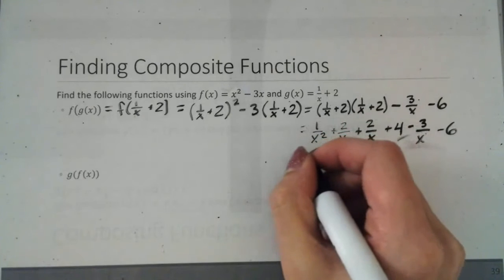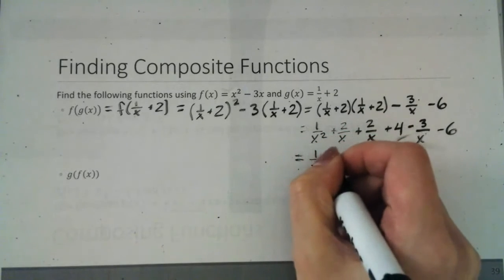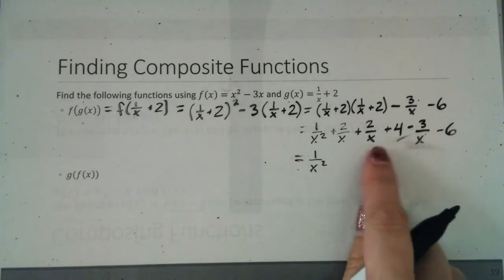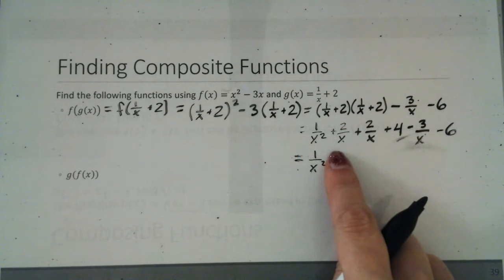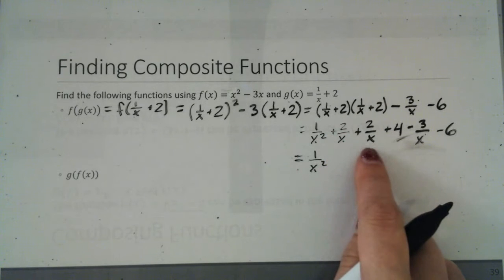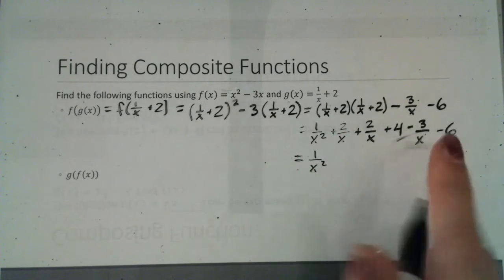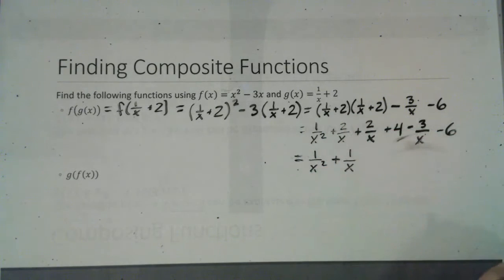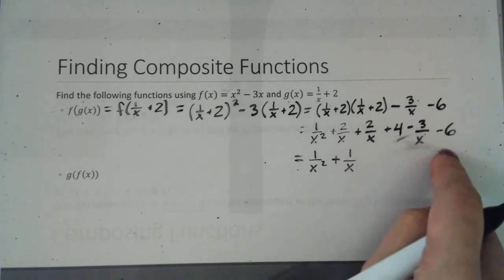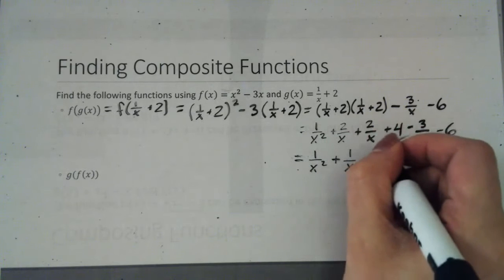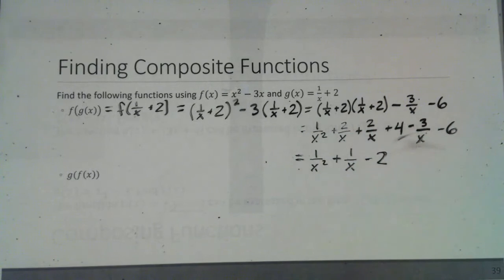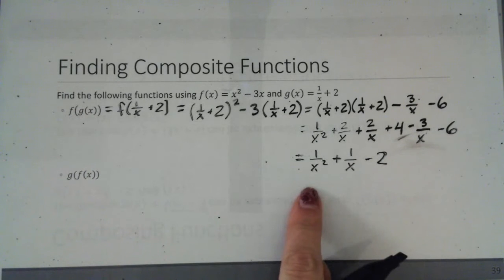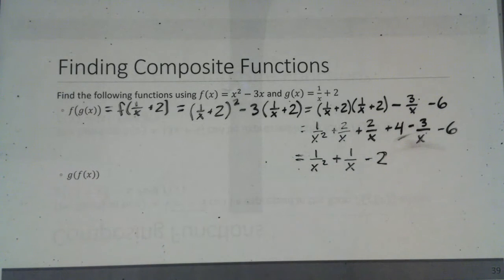Now let's see what we can combine. I have a 1 over x squared, 2 over x plus 2 over x, and minus 3 over x. Those all have the same denominator, so I can just combine my like terms. 2 plus 2 makes 4. 4 minus 3 is 1. So I have plus 1 over x. And then a plus 4 and a minus 6 combine to give me a minus 2. That is how this function simplifies. So f of g of x is equal to 1 over x squared plus 1 over x minus 2.